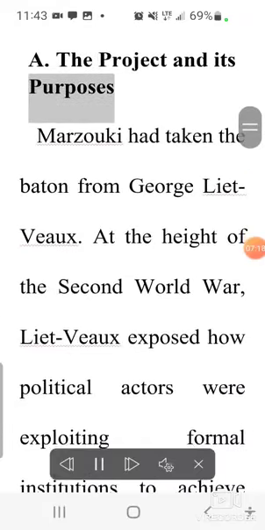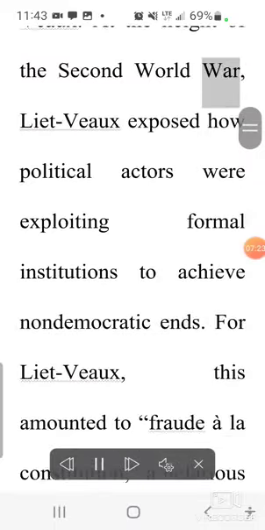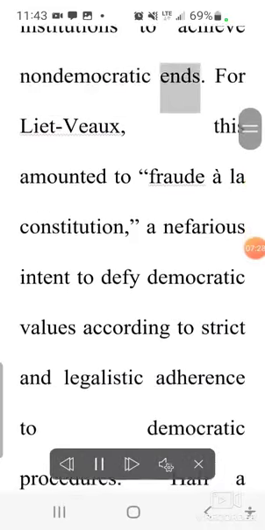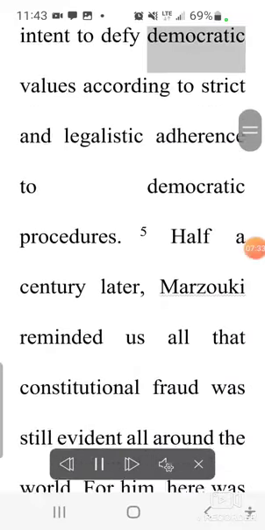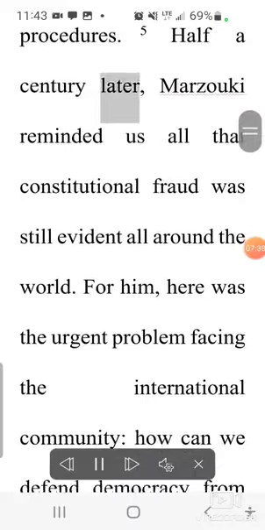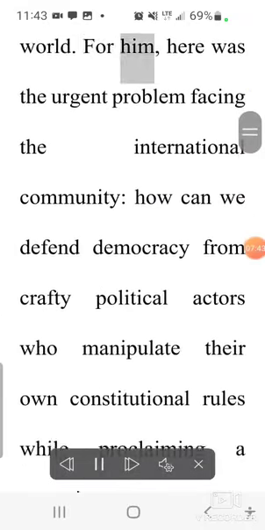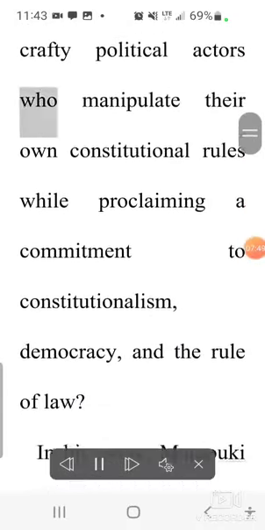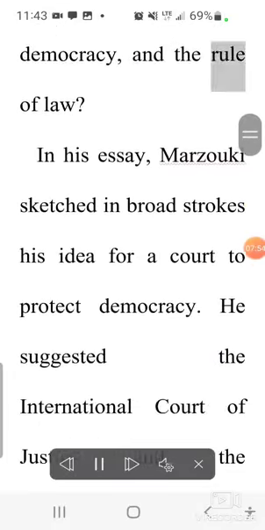A. The project and its purposes. Marzouki had taken the baton from George Lietvo. At the height of the Second World War, Lietvo exposed how political actors were exploiting formal institutions to achieve non-democratic ends. For Lietvo, this amounted to fraude à la Constitution, a nefarious intent to defy democratic values according to strict and legalistic adherence to democratic procedures. Half a century later, Marzouki reminded us all that constitutional fraud was still evident all around the world. For him, here was the urgent problem facing the international community: how can we defend democracy from crafty political actors who manipulate their own constitutional rules while proclaiming a commitment to constitutionalism, democracy, and the rule of law?